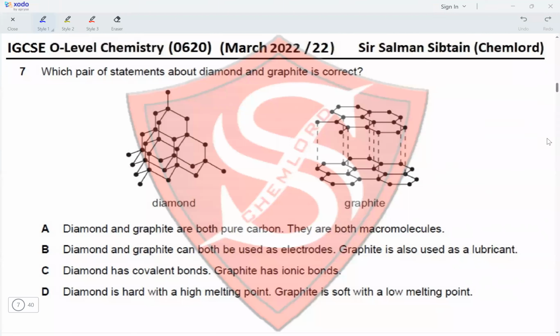Question 7. Which pair of statements about diamond and graphite is correct? Diamond and graphite are both pure carbon. Yes, they are allotropes of carbon. They are both macromolecules. Yes, they are both macromolecules. This is correct.